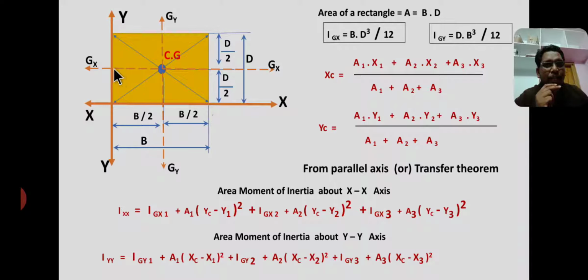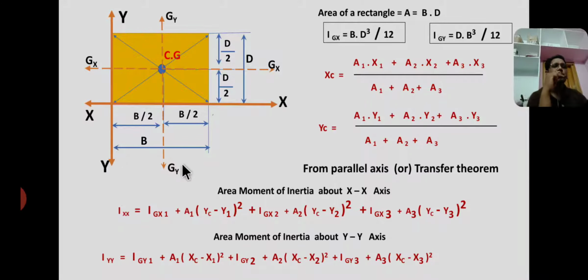The given rectangle is symmetric about the x and y axes. Therefore, the centroid lies at half of the base and half of the height. Okay, the GX and GY axes are called centroidal axes. These axes pass through the centroid. Okay, XX and YY axes are called reference axes.